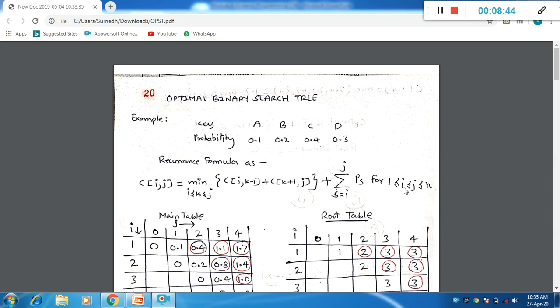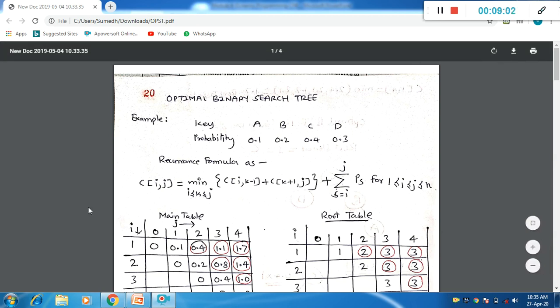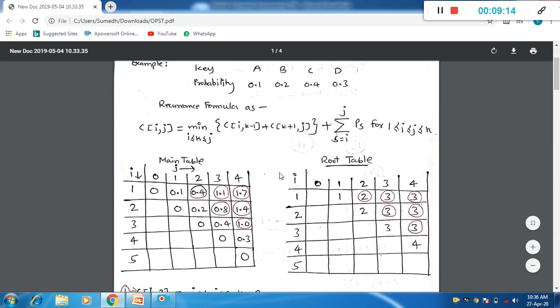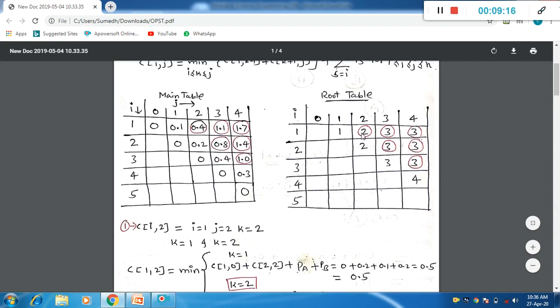For i greater than or equal to 1, and i less than or equal to j, where j is less than or equal to n. And similarly for k values greater than or equal to i and less than or equal to j. Using this simple recurrence formula, you can easily generate the optimal binary search tree for any given keys with probabilities. To start, first you have to design two empty tables.